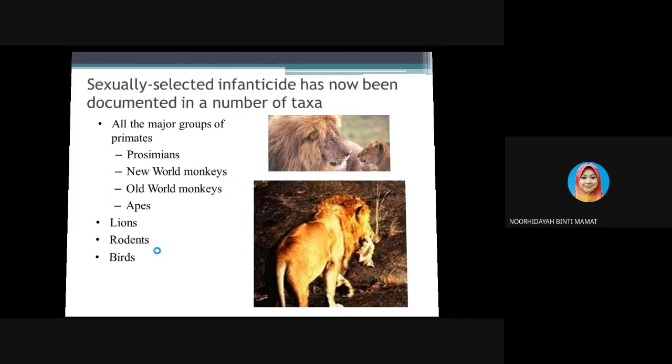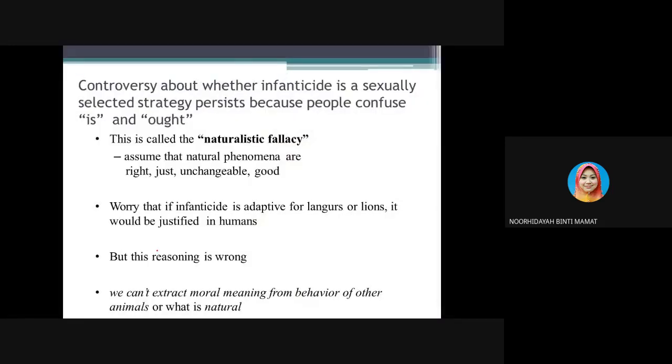Okay, and there is also a controversy about the infanticide. So the controversy is about whether the infanticide is a sexually selected strategy, because people will confuse whether the infanticide is a sexually selected strategy, or actually the odd selected strategy. Okay, so this is a controversy.